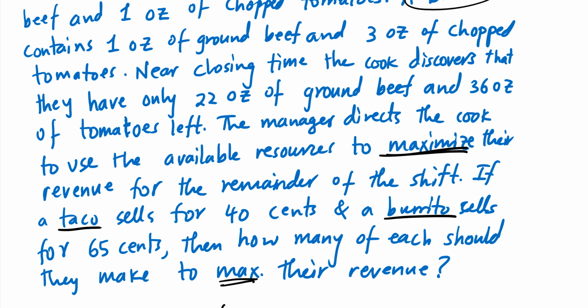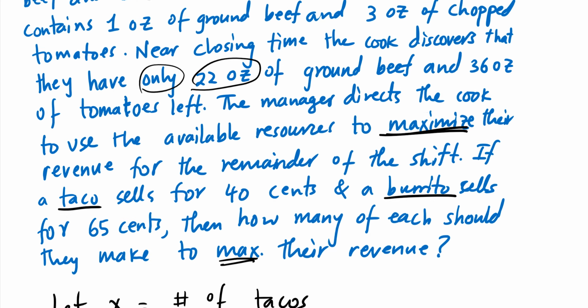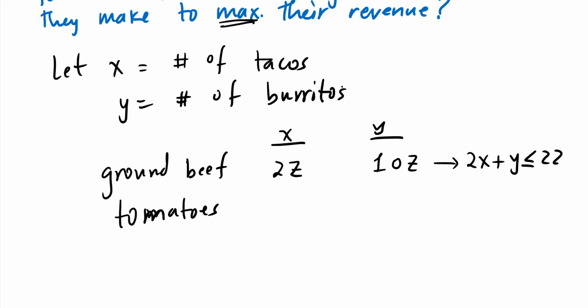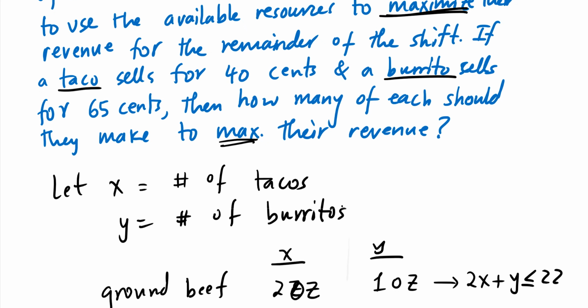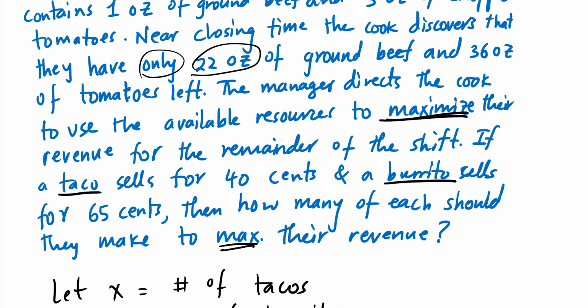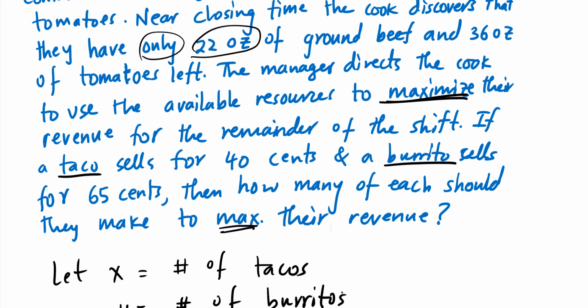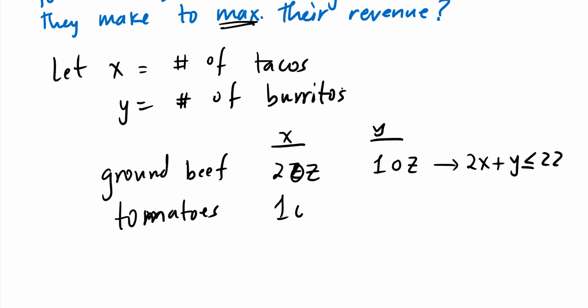Near closing, the cook discovers that they can have only 22 ounces of ground beef. So this means the maximum amount of ground beef is 22 ounces for both the tacos and the burritos. For the other one, they said 36 ounces of tomatoes left. So this means 1 ounce for the tacos and 3 ounces for the burritos. So 1x plus 3y less than or equal to 36. So I got these two inequalities.